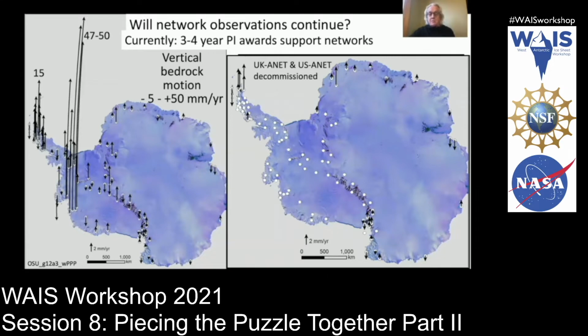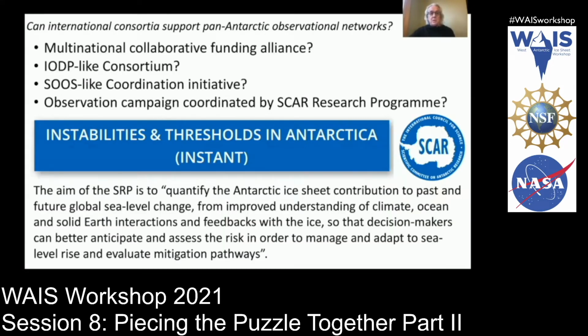So clearly our current 3 to 4 year PI awards is not an optimal model to sustain these networks. So that brings us back to our question. Can one of these mechanisms that I've outlined for internationally supporting observing networks be feasible for the future support of observing in Antarctica? And I highlight here this new SCAR research program focus on the ice sheet and sea level because it provides a potential international science umbrella for thinking about the kind of network that I described or any other kinds of observational networks that this community might be interested in.